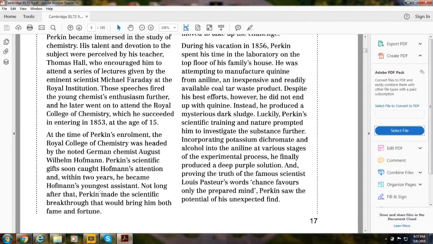And okay, now the last answer was here, so you just got to read it out from here. Not long after that, he was 15 here, 2 years after that, and not long after that. It means he was still young. You have got one part of the question. Now, Perkin made the scientific breakthrough, which means scientific discovery. Again, they're giving you the synonyms: that will bring him both fame and fortune, which is like rich and famous.